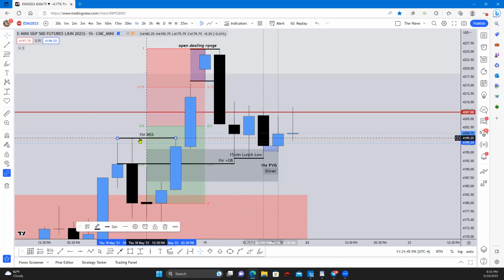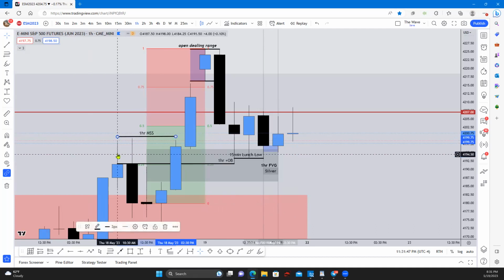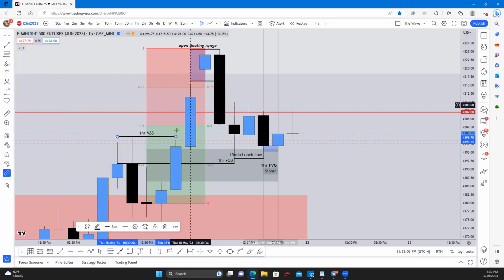Because if we look here, I'll move it up a bit. We have this high, higher high, lower high. This is your swing high. So that's why this is your market structure shift on the 1 hour.